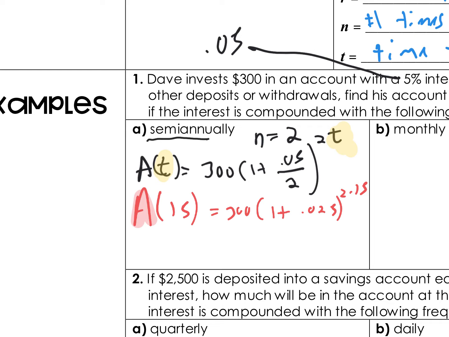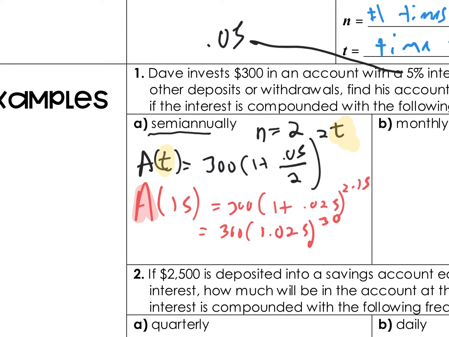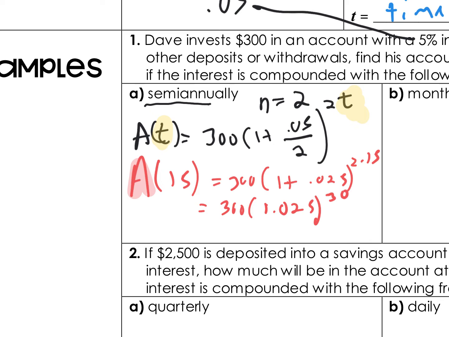Oh, I can even simplify it again. Watch, equals 300 times 1 plus 0.025, which is 1.025. And then 2 times 15 is 30. So I always think it's nice to try to simplify as much as you can before you type it in. It might save you pressing buttons. Before I ask you for the approximated answer, because this is the exact answer, and now I'm going to do the approximate. How do I know this is a growth based on looking at it?